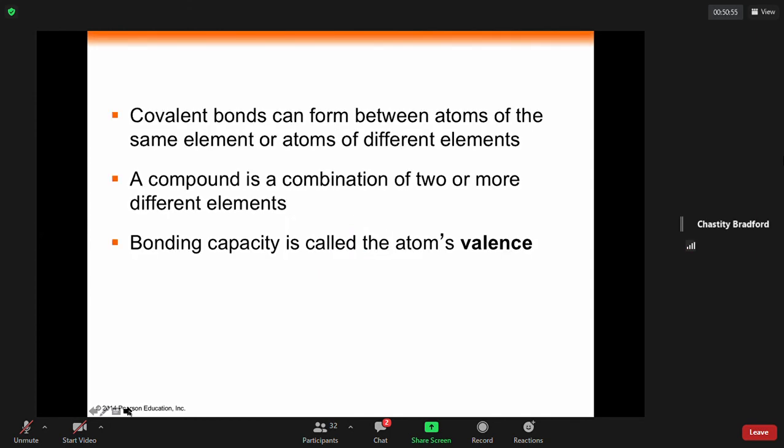So covalent bonds are about sharing. Remember, sharing is caring. Covalent bonds are about sharing. We want to share just about everything, but there's some things we don't want to share. What do we not want to share? Put it in the chat.